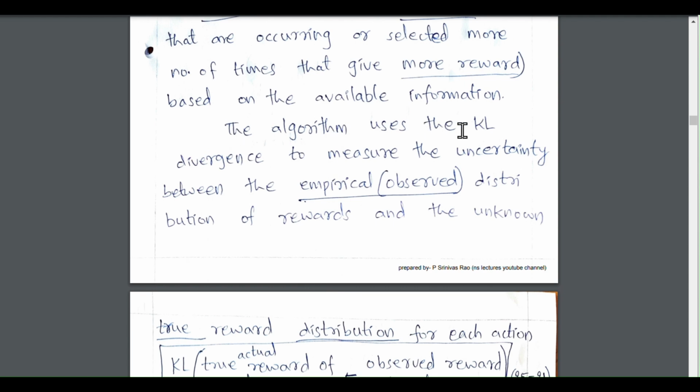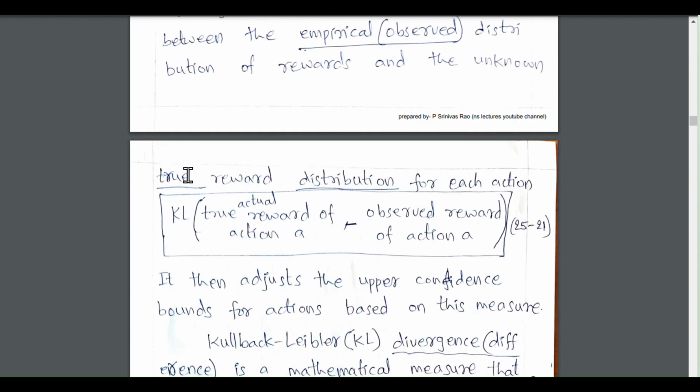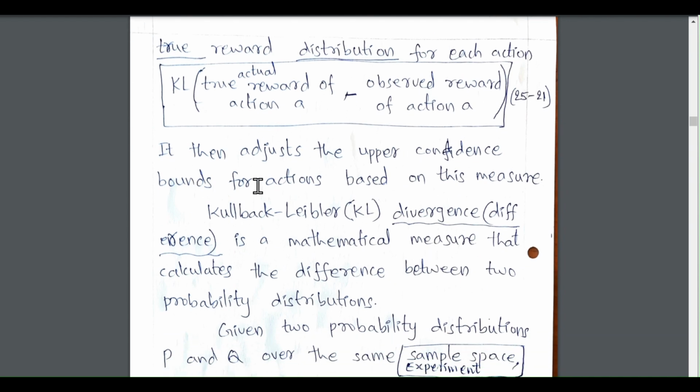This algorithm uses the KL divergence to measure the uncertainty between the empirical, or observed, distribution of rewards and the true reward distribution for each action. Here, it is the true or actual reward of an action minus the observed reward of an action. For example, 25 is the actual or optimal reward that needs to be obtained, minus the observed reward of action A. It then adjusts the upper confidence bounds for the actions based on this measure.